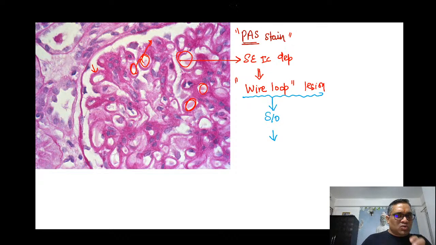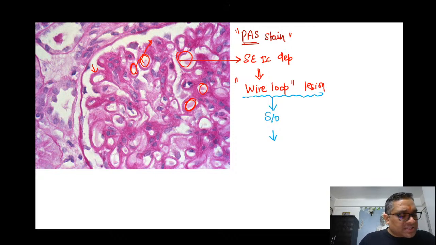Is this an active disease or dormant disease? Will this patient have a good prognosis or bad prognosis? So what is your opinion? When I am writing a report to you, you are a nephrologist and I am your pathologist. I am writing that wire loop lesions are seen. Kindly correlate clinically. Can you tell me in the comment box what you will think of? Is it an active disease or dormant disease?